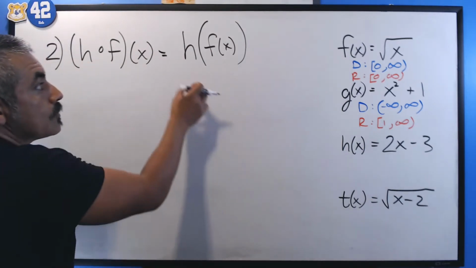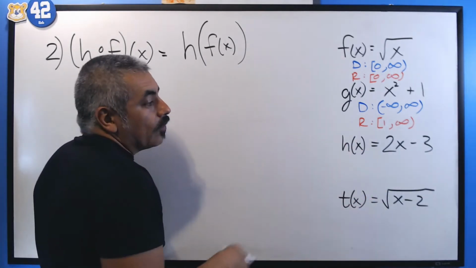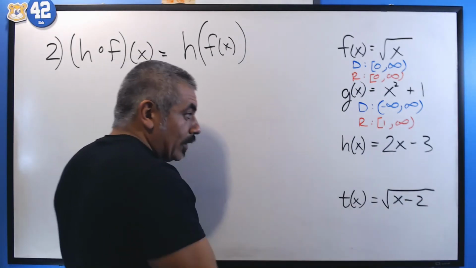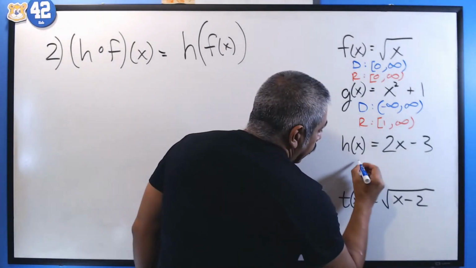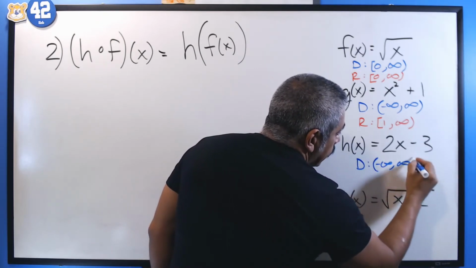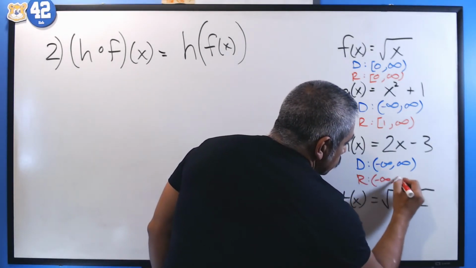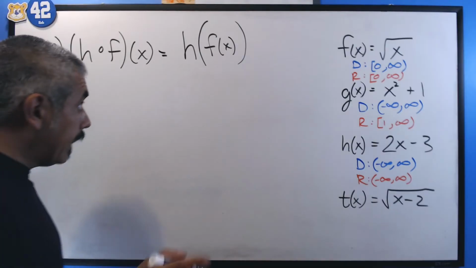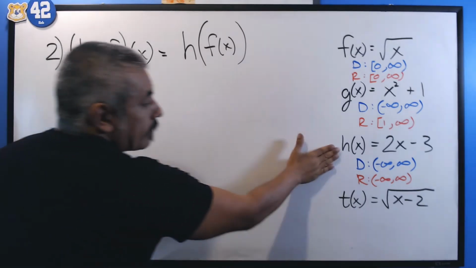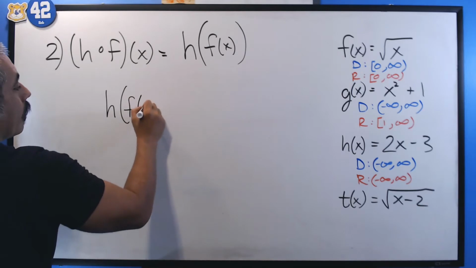But now we need to start with h. And for this one, well, if you saw the other video where I talked about lines, you know that lines have domain all real numbers and range all real numbers. So we're going to say domain is going to be negative infinity to positive infinity, and my range is going to go from negative infinity to positive infinity. Now, we have h of f of x. So we know that the outermost function is going to be h.